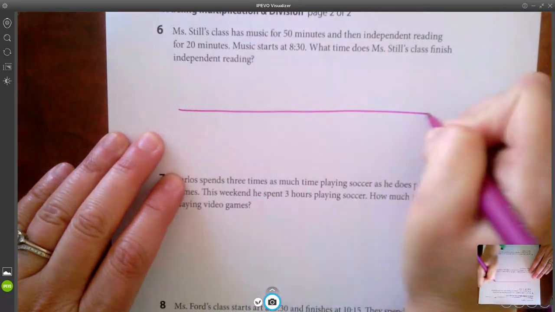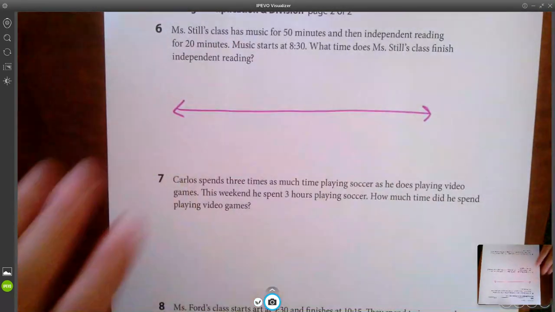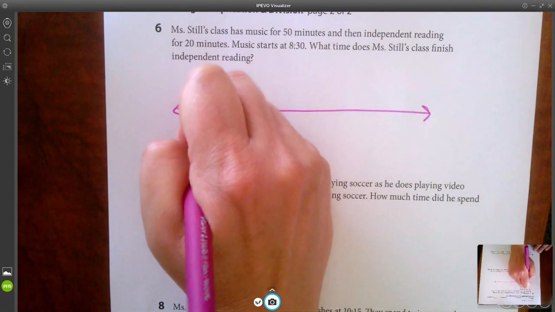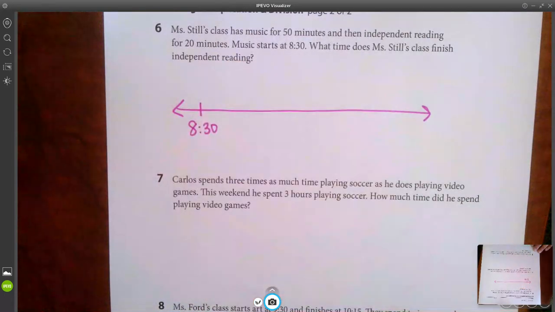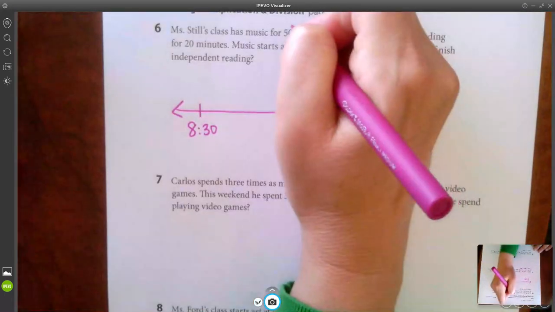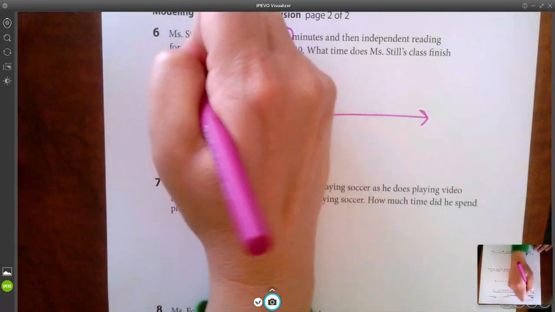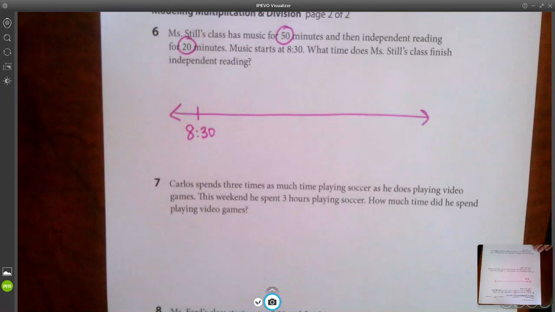For time problems, I love number lines. Number lines, I really like using them for time the best. So if music starts at 8:30, I'm going to use that number line and I'm going to jump 50 minutes, and then I'm going to jump another 20 minutes.